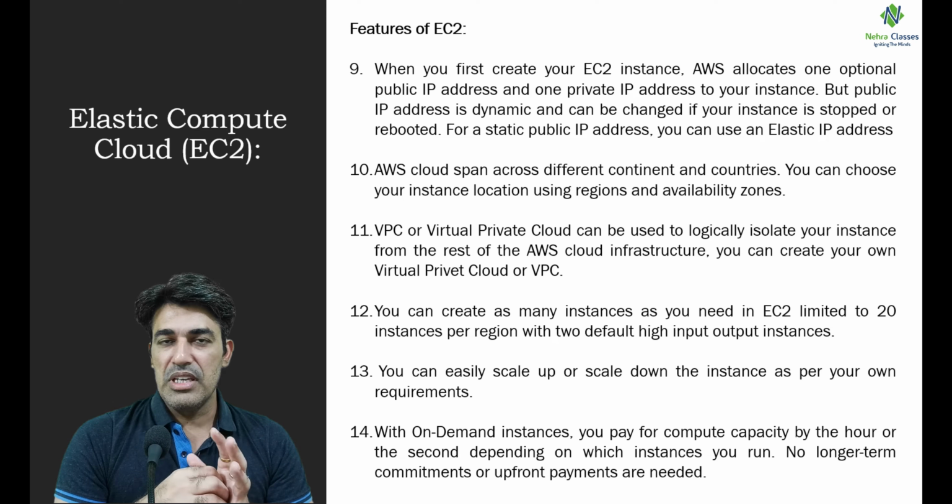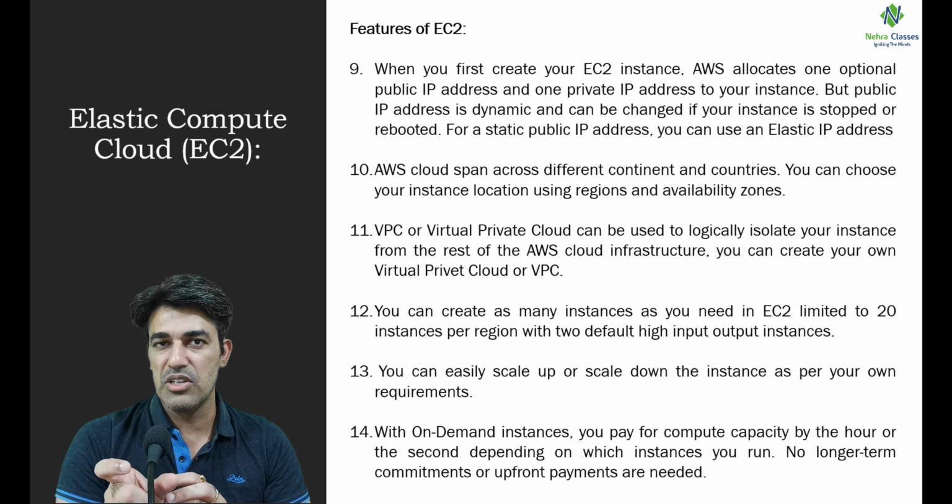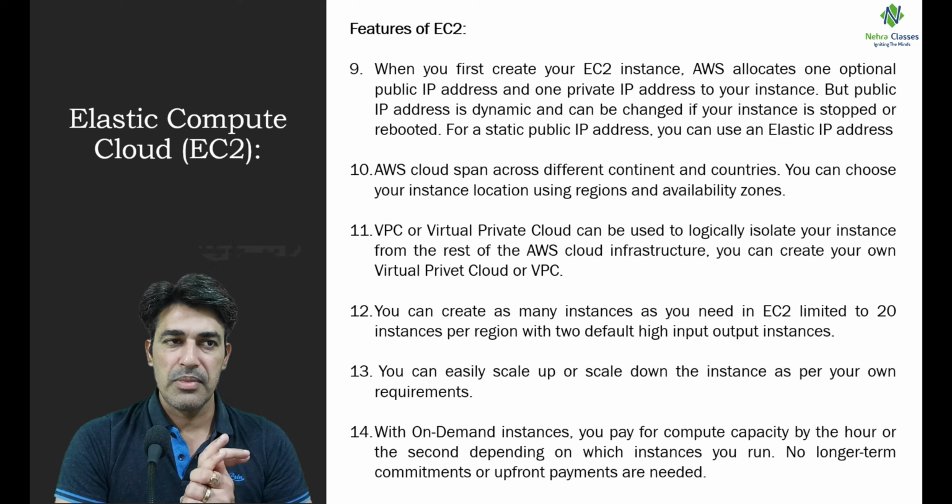When you first create your EC2 instance, AWS allocates one optional public IP address and one private IP address to your instance. But the public IP address is dynamic and can change if your instance is stopped or rebooted. For a static public IP address, you can use the Elastic IP address in EC2. But for this, they will charge you a higher amount.